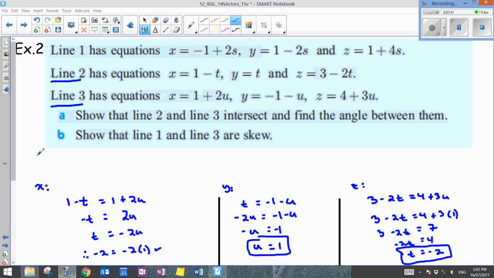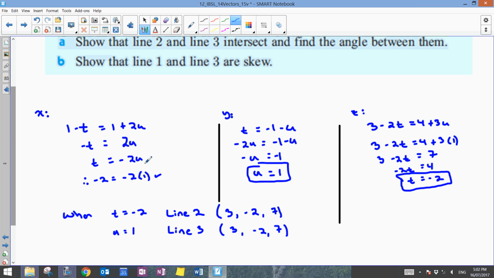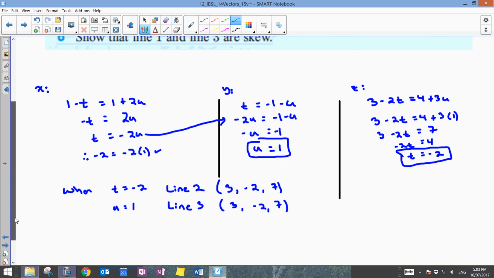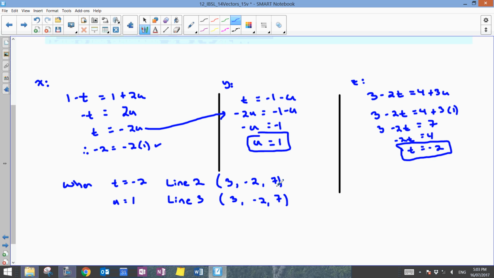All right, guys, so for the x components, we get down to t equals negative 2u. I used that and subbed it into the y component, and I was able to find that u equals 1. And then if u equals 1, I can find that t equals negative 2. Just to verify, you can sub the t and the u back into the x component, and both sides wind up equaling negative 2. And if you sub negative 2 back into line 2, you'll notice that the position of line 2 when t equals negative 2 is (3, -2, 7).